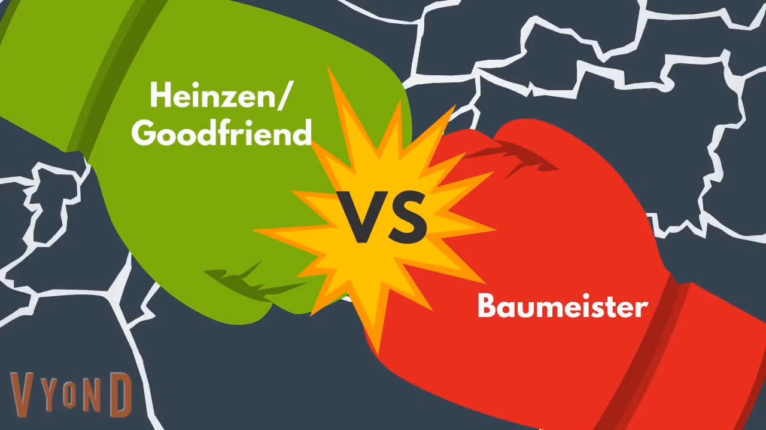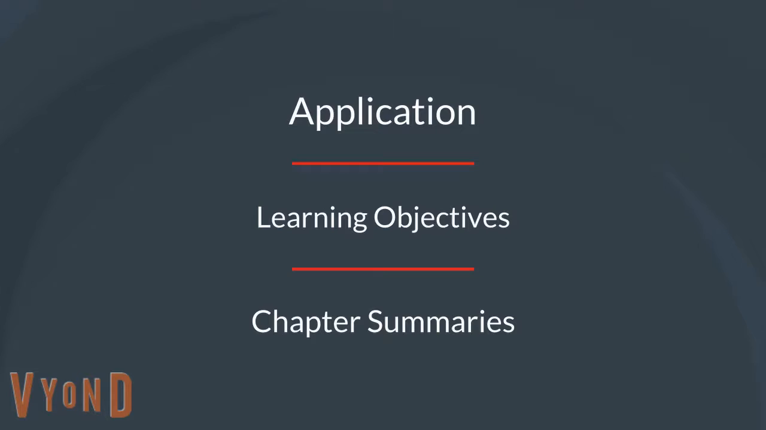Round 2, Heinzen v. Baumeister. Your strategy with users of Baumeister should be to tell the Heinzen Goodfriend story, focusing on application and its student-friendly pedagogy that guides the learning process through learning objectives and chapter summaries.